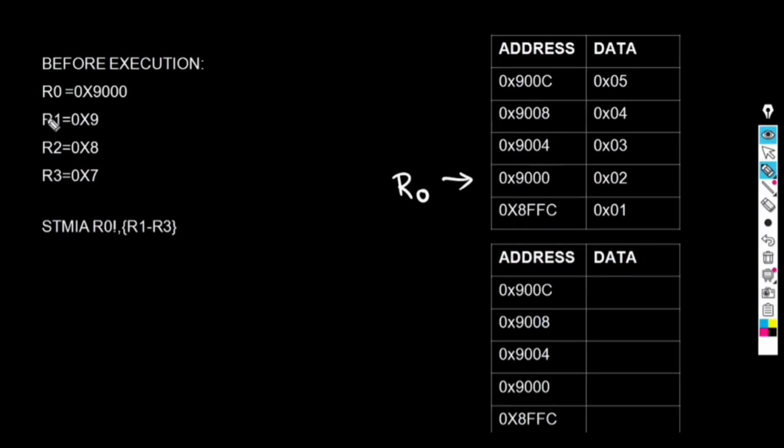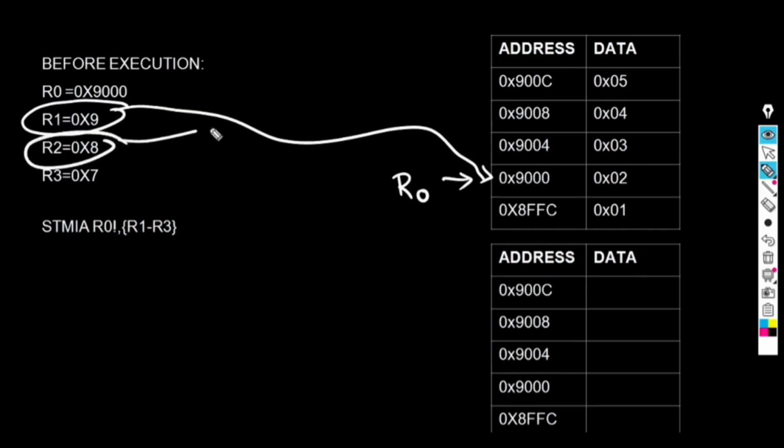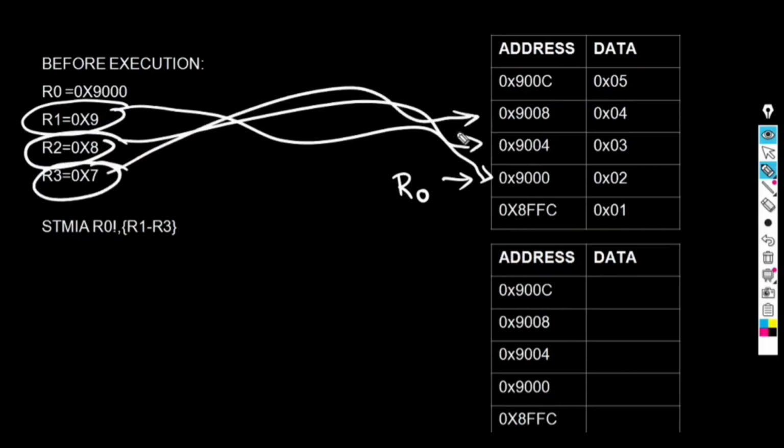Okay, so R1 has the lowest suffix here. Okay, and the lowest memory location is 9000. So the value 9 should be placed in this particular memory location. After that, you increment the address, so this value should be placed in this memory location. After that, you increment, so this data should be placed in this memory location, and R0 will get updated with this value. So let me write what exactly it is here.